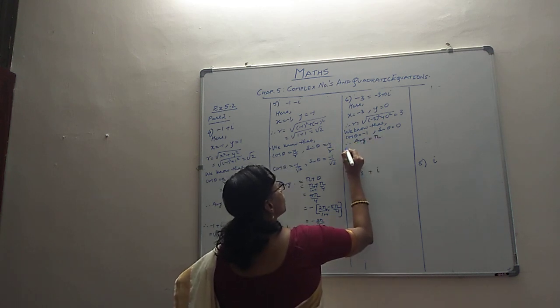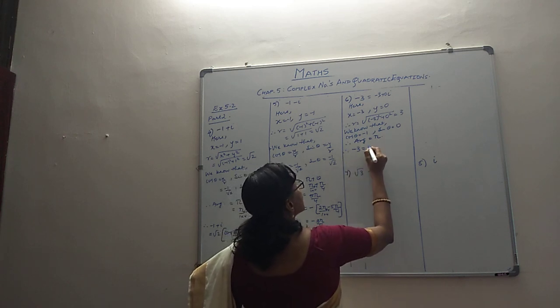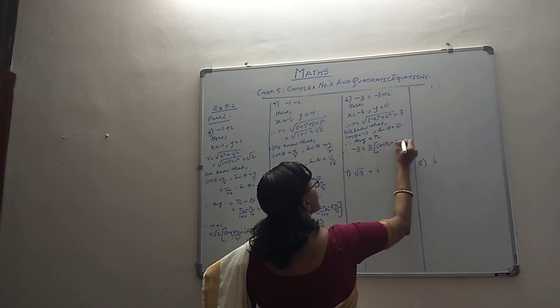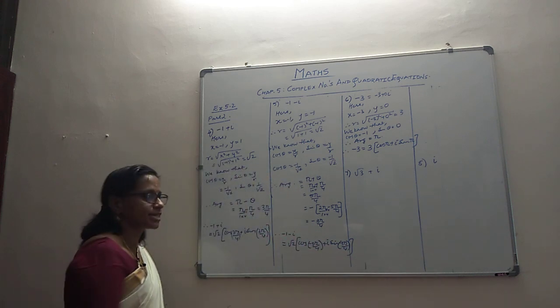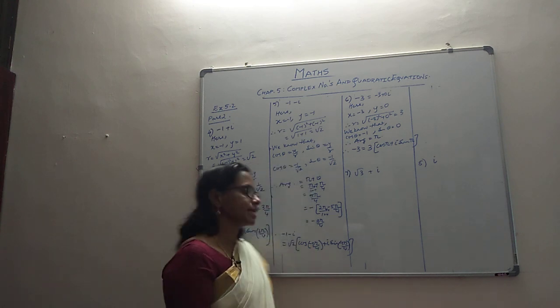So what's the polar form? Therefore, minus 3 in polar form can be written as r times cos of the argument plus i times sine of the argument. Alright, that's about it. Next problem, root 3 plus i.